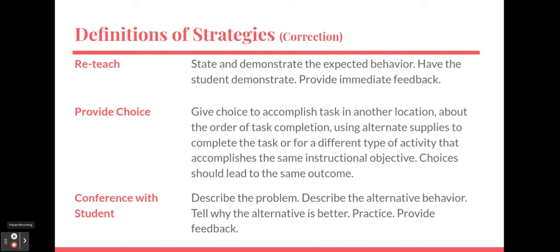The last strategy is conferencing with a student. When conferencing with a student, it is important to remember that you need to do these in private. You will describe the problem that the individual student is having, describe the alternative behavior that you would like to see, tell why the alternative is better, practice, and then provide feedback to that student. But again, it must be done in private.